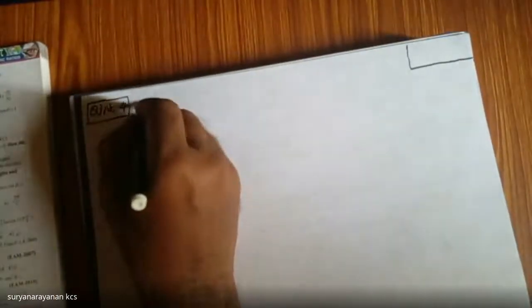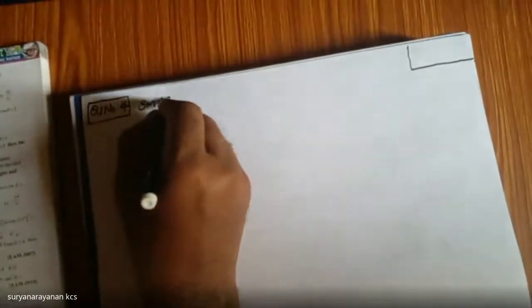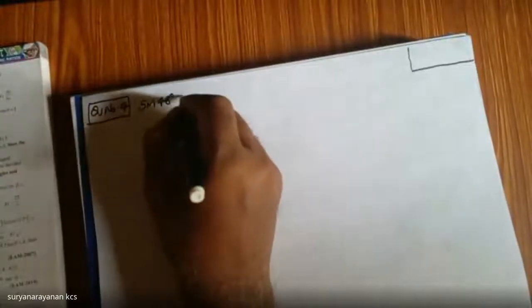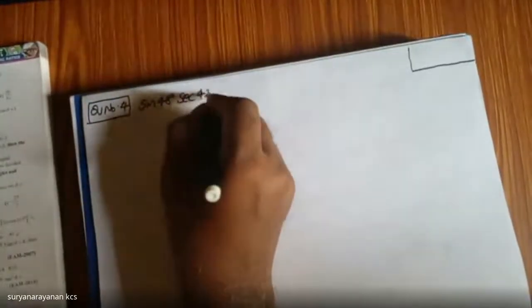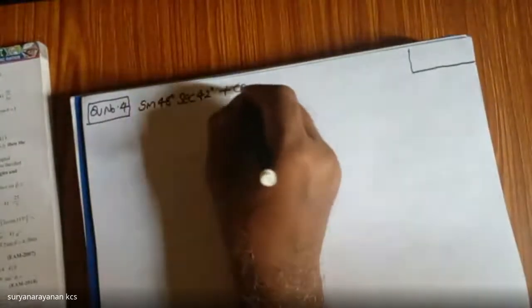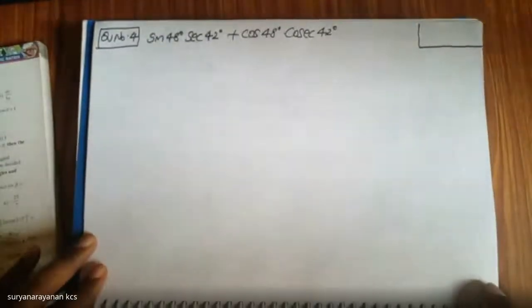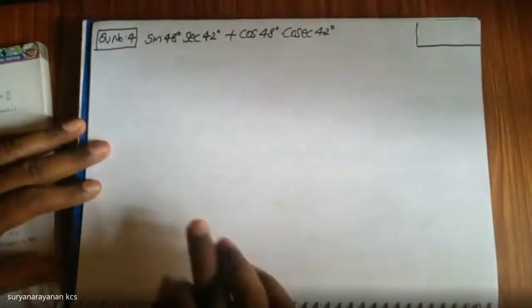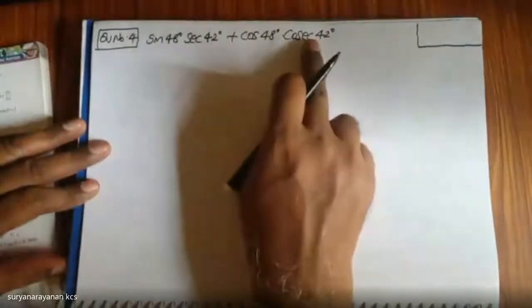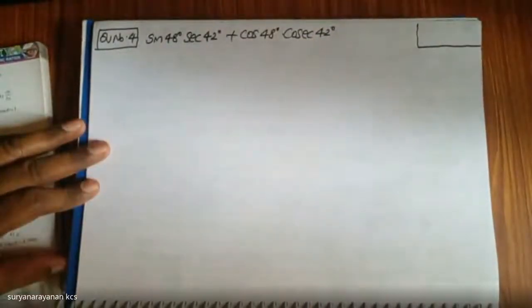Sine 48 degrees, secant 42 degrees, plus cos 48 degrees, cosecant 42 degrees. What is the value of this expression?